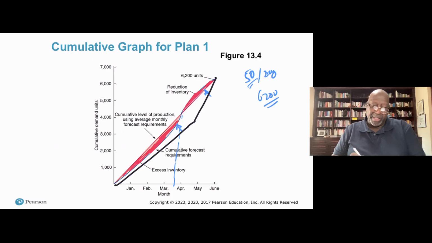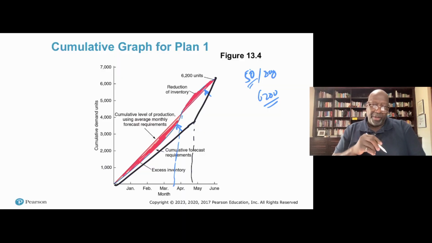It means that I'm basically going to keep my production level constant for a particular period, and then I'm going to increase it. But if my production is always lower than the demand, then it means that I am going to end up having to back order, right?